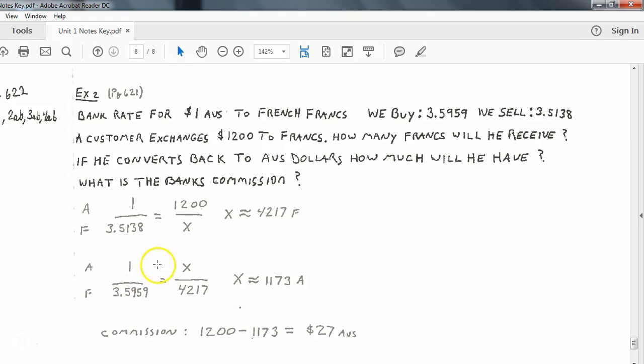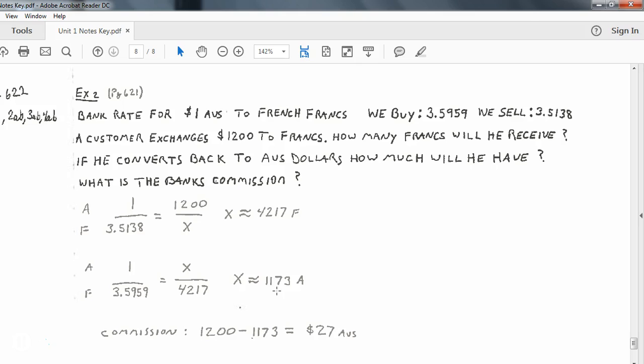So again, what we're seeing right here in this part of the problem is the guy has francs and he wants Australian dollars. So the bank is going to buy his francs and then sell him the Australian dollars. And so that's why we're using this rate that you see here. Here's what he now has. So what is the bank's commission? Somewhere along the line, the bank had to make money on this. It's never an even exchange. The bank is not doing this for free. They will always make money when they exchange currencies, always.